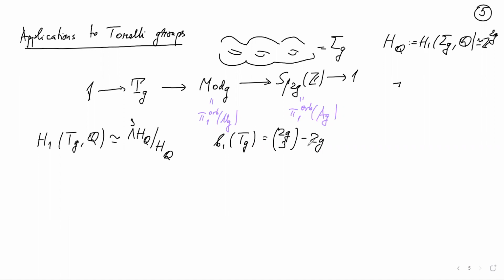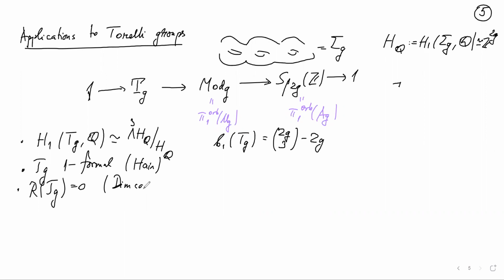And as I say, the study of this group is a major problem in geometric group theory and Teichmüller theory, and there are a lot of results here. First of all, this group is one-formal. This is a theorem of Hain. And the resonance of T_g is trivial. This is another theorem of Dimca and Hain. I believe Dimca, Hain, yes, maybe. I'm not sure if there is a third author in this paper, I don't know.